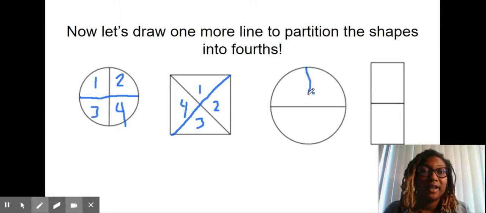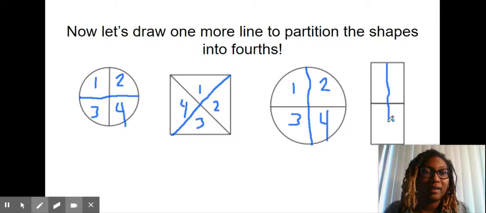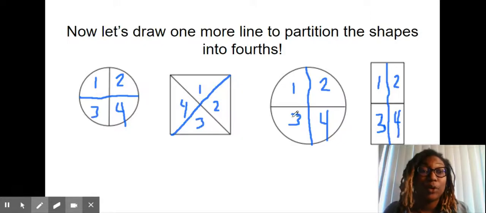Next, just like the first one. And now I have fourths, 2, 3, 4. And this last one. This says one line, right? Or I've gone about a different way. Okay. 1, 2, 3, and 4s. Because if it's into fourths, that means I would have 4 equal shares.